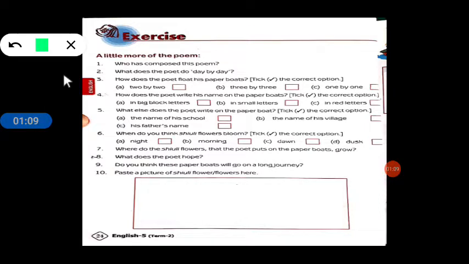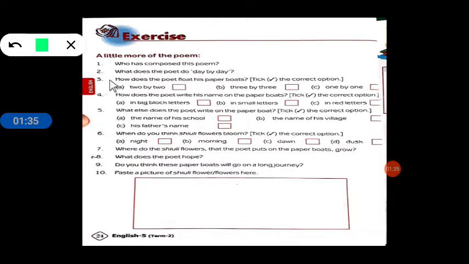The second one: what does the poet do day by day? He has written it in the poem. Day by day, the answer is, the poet floats his paper boards day by day. So this is the answer for the second one.